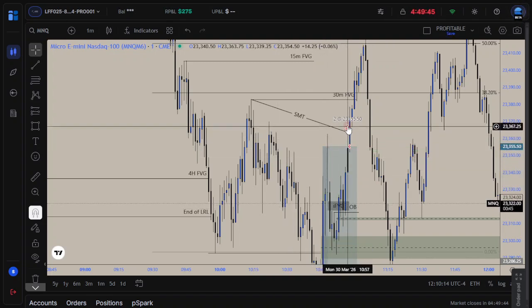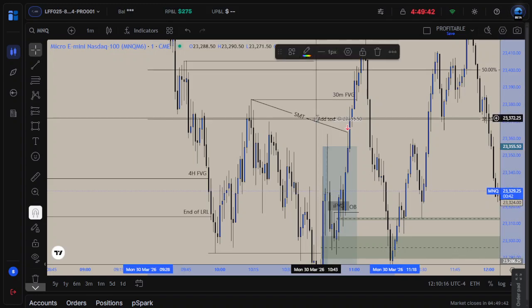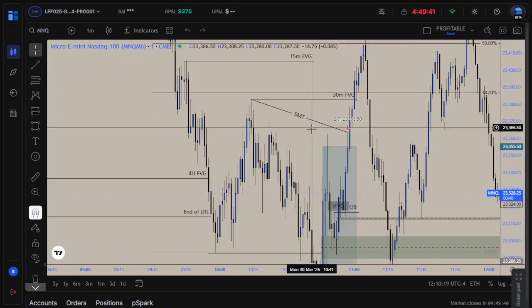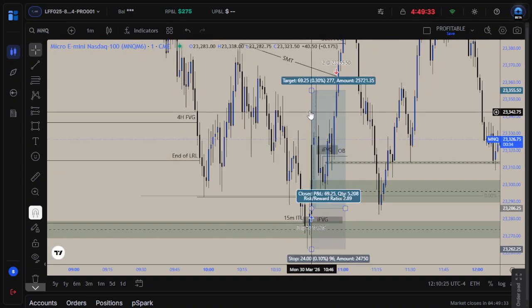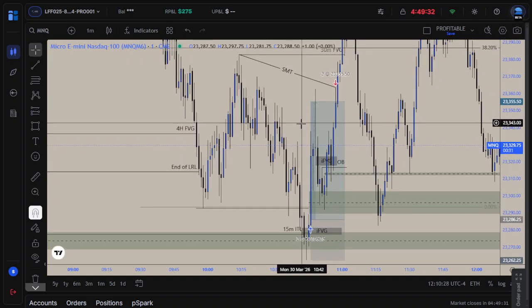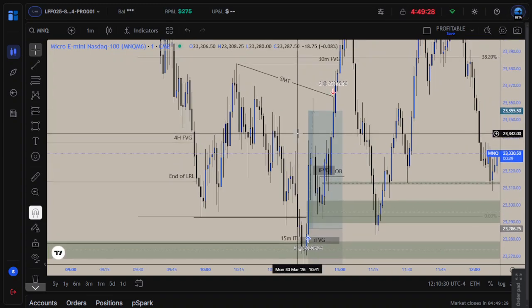Could I have held a little longer? Yeah, I could. But it is what it is. I'm not gonna be mad about it. So pretty good trade. 1, 2, 3 RR. So yeah, that's pretty much the trade that I took.